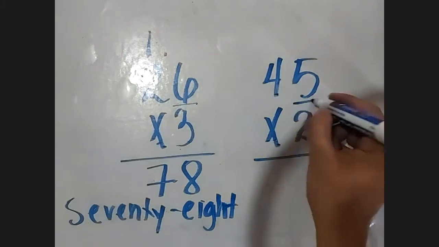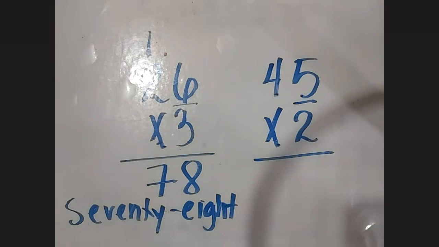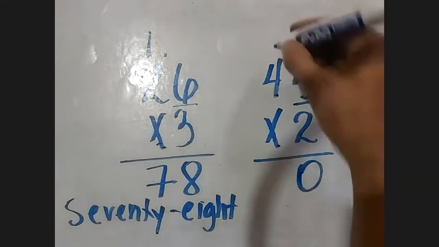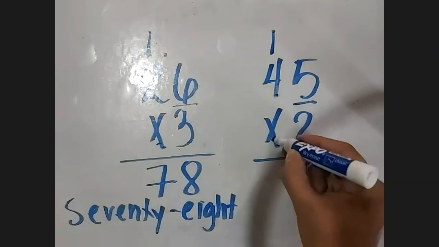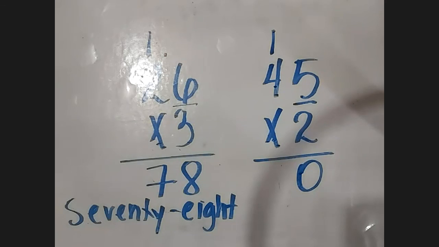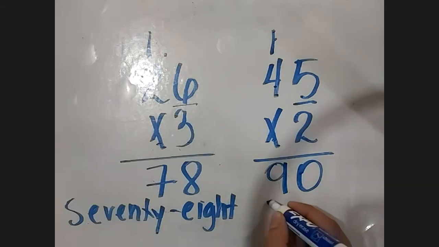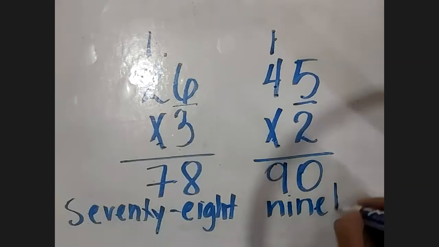2 times 5, 10. Can I write the two numbers? No! Because we have to multiply another number. Yes. 2 times 4, 8. Plus 1, 9. What is the answer? 90. And I finished. Did you do it like this? Está bien eso. Very good then.